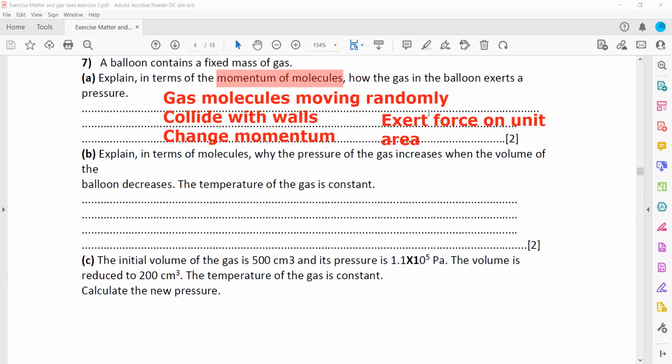In part B, explain in terms of molecules why the pressure of the gas increases when the volume of the balloon decreases and the temperature is kept constant. When we decrease the volume, the particles come closer to each other. The number of collisions increases, so there will be more frequent collisions with the walls. That's why the pressure will also increase.